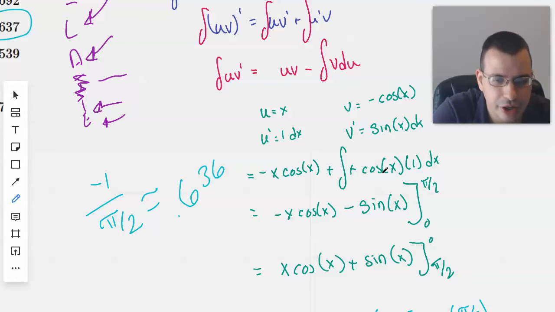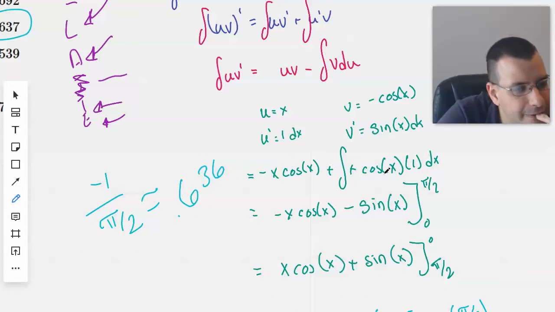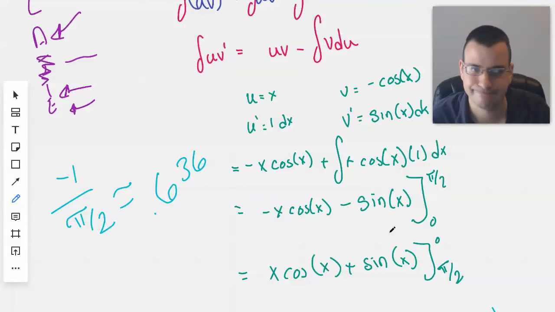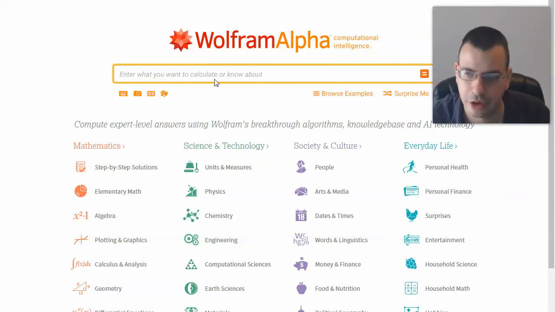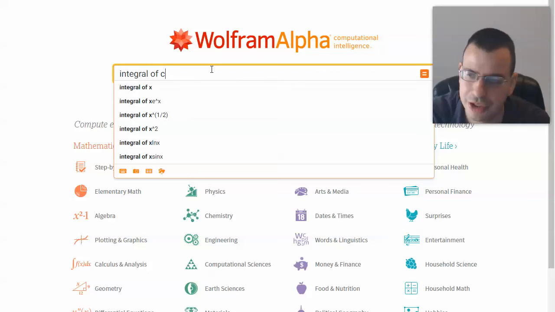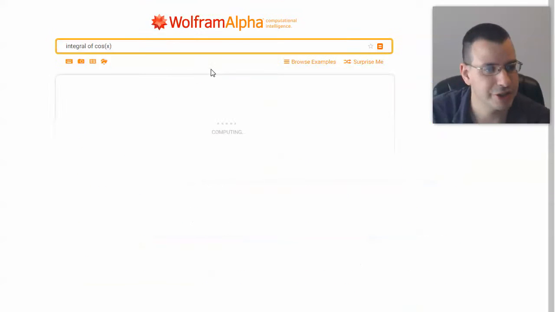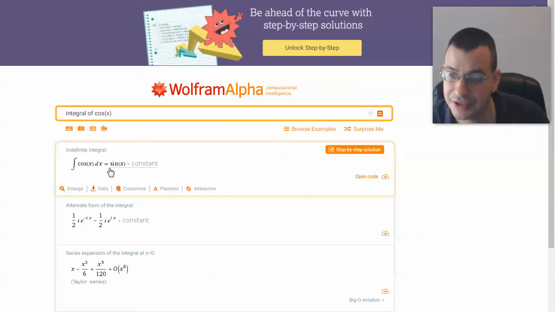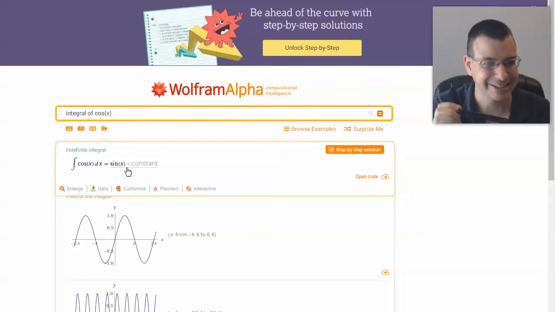Integral of cosine. I think the integral of cosine is actually positive sine. Okay. Jeez, do you think I would know this? Integral of cosine of x. This is embarrassing. Should I be embarrassed? I should be embarrassed. Terribly embarrassed. Positive sine of x.